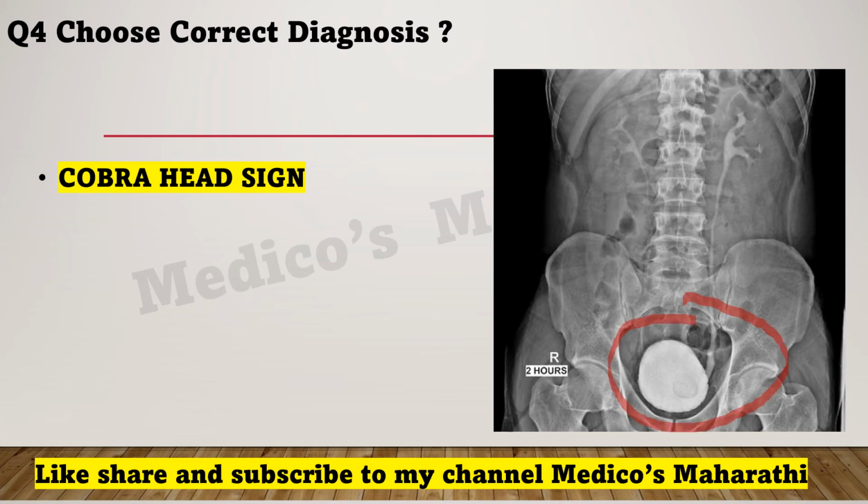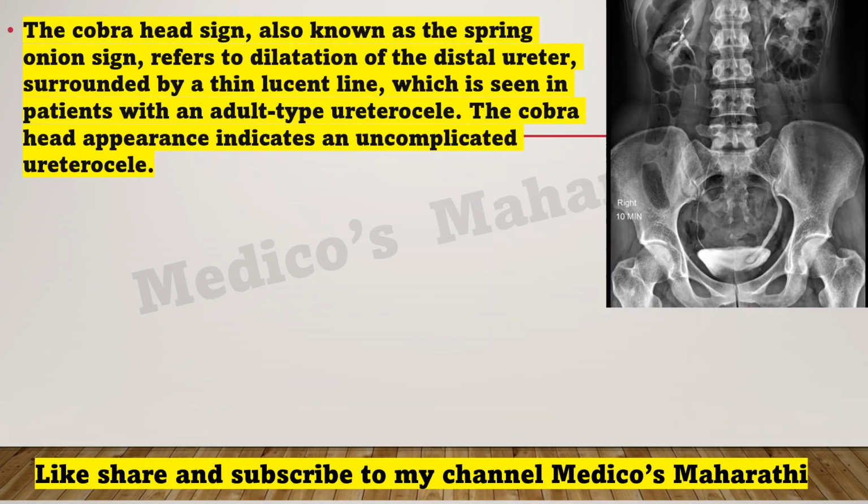Where can you see this cobra head sign? My dear friends, it is also known as spring onion sign, and it refers to dilation of the distal ureter surrounded by a thin lucent line, which is seen in patients with adult type ureterocele. So cobra head sign किस में दिखेगा? यूटेरोसेल के केस में, और ये रिप्रेजेंट किसको करेगा? डायलेटेशन ऑफ डिस्टल यूरेटर. The cobra head appearance indicates an uncomplicated ureterocele.